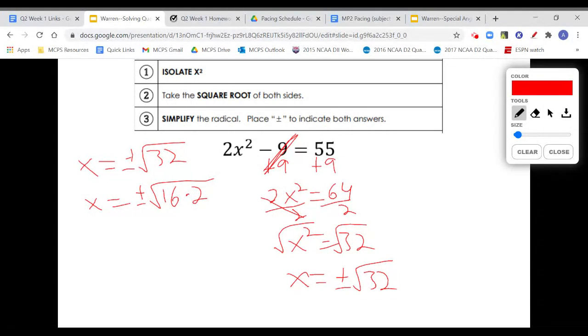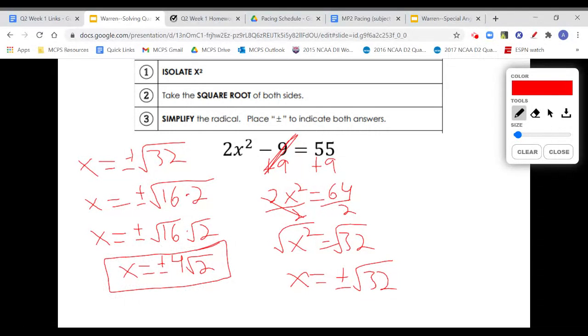Okay. From here, just like I did in the last problem with the division, when I have a multiplication, I can split this into two separate radicals, and I can rewrite this as the square root of 16 times the square root of 2. What that does for me is it gives me one square root of a perfect square. So I can evaluate the square root of 16, and I know that comes out to 4. So in the end, x is equal to plus or minus 4 times the square root of 2. And that is my answer in its simplest form.